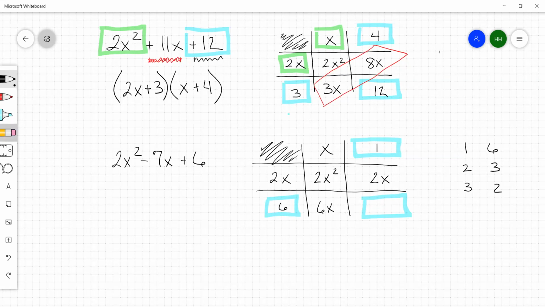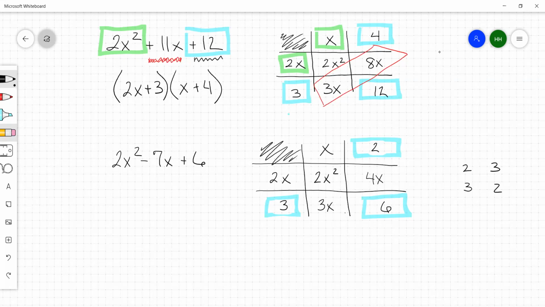Unfortunately, don't push real hard with your pencil because you're going to be doing a lot of erasing. All right, the 1 and the 6 don't work. So let's try the 2 and the 3. I'm going to do the 2 here and the 3 here. So 2x times 2 is a 4x. 3 times the x is a 3x. With a 3x and a 4x, can I get to a 7x? Yes, I can. And with a 3 times a 2, do I get a 6? Okay, so we've got the correct numbers in here now.